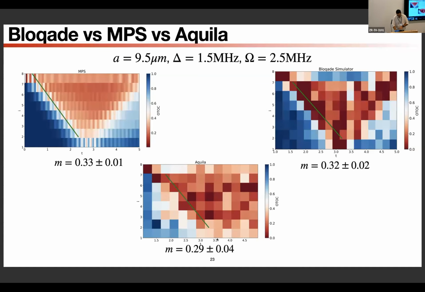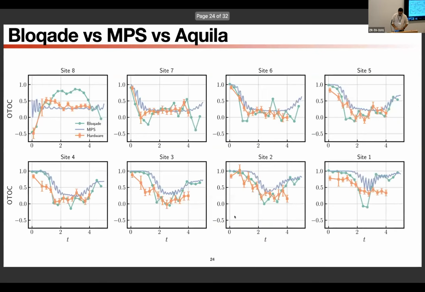However, the second bounce that you see in these two other methods is not present in the hardware. The reason is that when the signal reaches this 8th spin, we're almost at the end of our coherence time. So it's very hard to reliably resolve the second pulse given how long our coherence time is. So the heat map plots could be misleading. Let's look at them side by side and compare actual numbers.